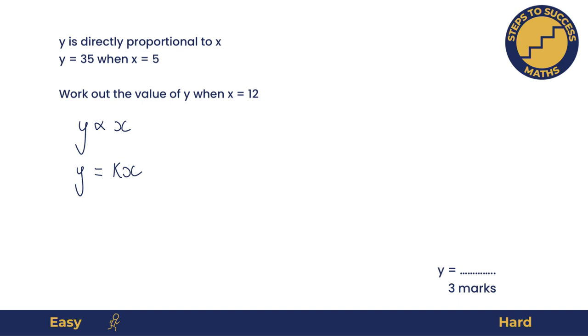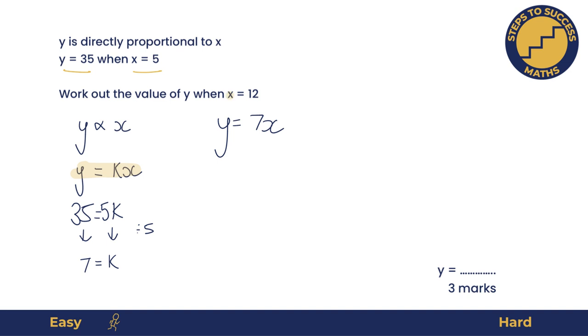Now we're going to use the information given in the question to find the value of K. So Y is 35 when X is 5. 35 equals K times 5, and I'm going to write that as 5K. Now I'm going to solve the equation, dividing both sides by 5. 7 equals K. Now I'm going to rewrite my Y equals KX equation. Y equals 7X.